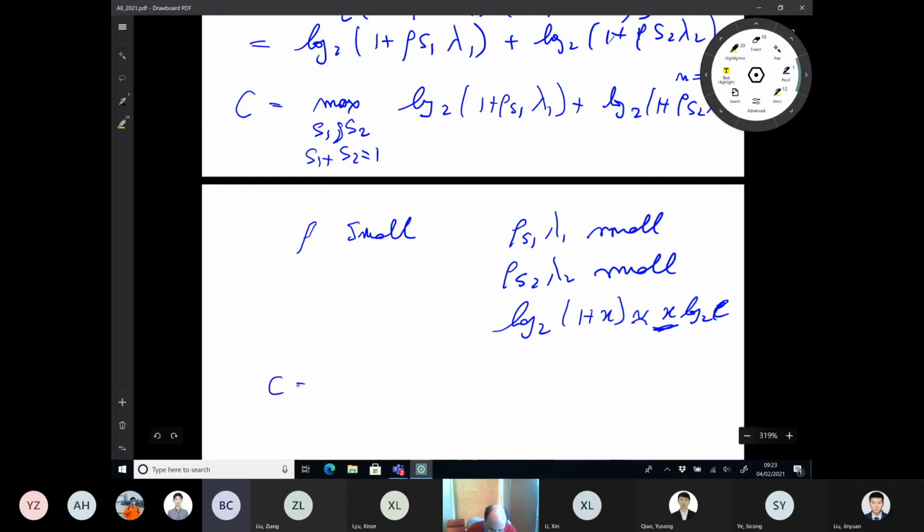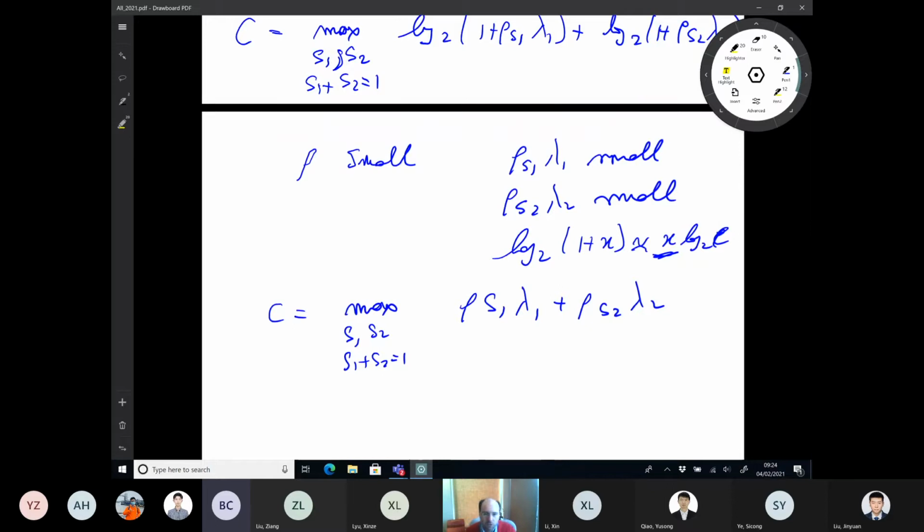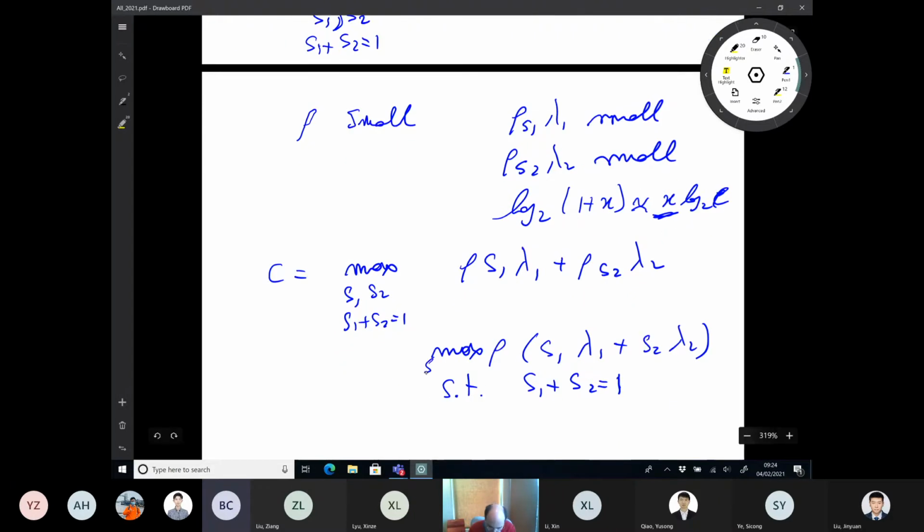What I have is that C will be a max over S1 and S2, with S1 plus S2 equal to 1, of rho S1 lambda 1 plus rho S2 lambda 2. Right, so imagine what you see. I'll write this slightly differently: I have just rho times S1 lambda 1 plus S2 lambda 2. And I have to maximize that, subject to a constraint that S1 plus S2 is equal to 1. Any idea how I should allocate S1 and S2? I need to find S1 and S2 to maximize this, but subject to the sum equal to 1. What would you do? Any idea?